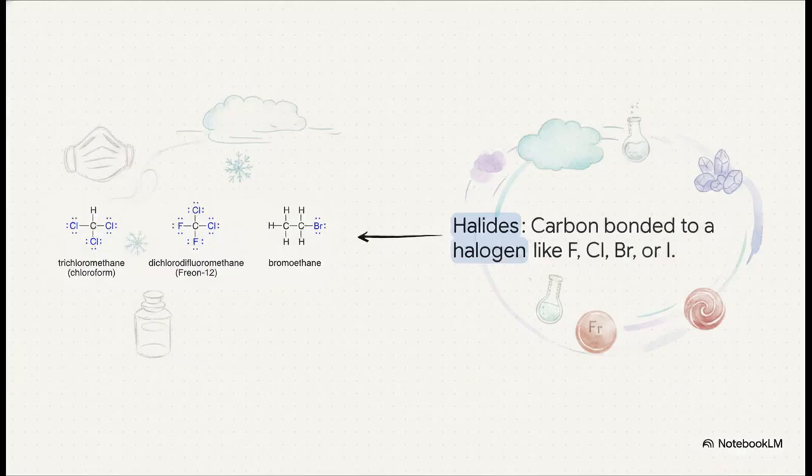Next up are the halides, where a carbon is bonded to a halogen atom. Think fluorine, chlorine, bromine, or iodine. These atomic clusters have fascinating and honestly sometimes controversial histories. For example, trichloromethane is chloroform, which was heavily used in early surgical anesthetics. And dichlorodifluoromethane, that's Freon 12, the revolutionary refrigerant we later realized was tearing a giant hole in the ozone layer. Just a few swapped atoms drastically change their impact.